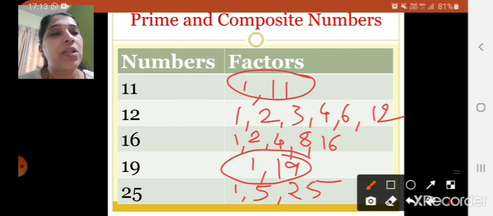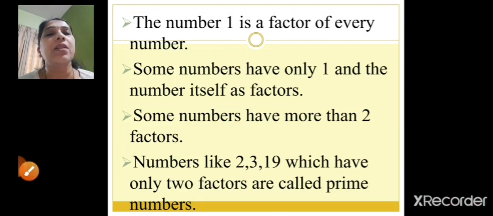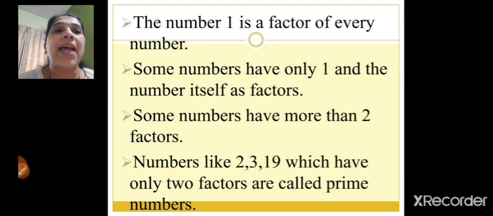So I hope students you have understood it. Now the number 1 is a factor of every number. This we had seen in the first session also. Some numbers have only 1 and the number itself as the factors. So as I told you, there are numbers like 19, 13, they have got only 2 factors, the number 1 and the number itself.